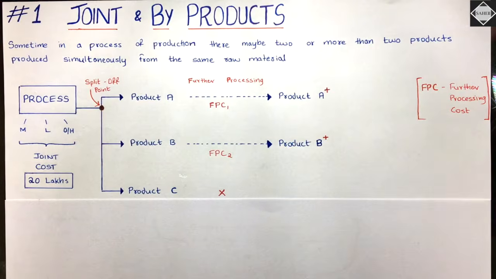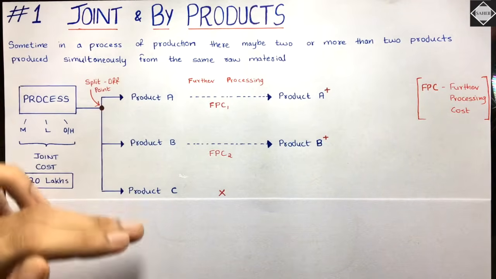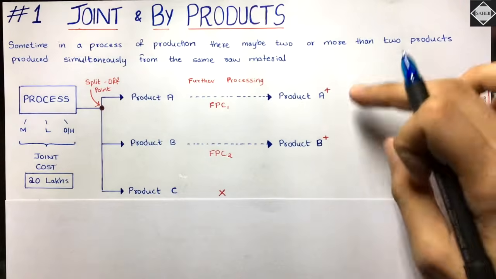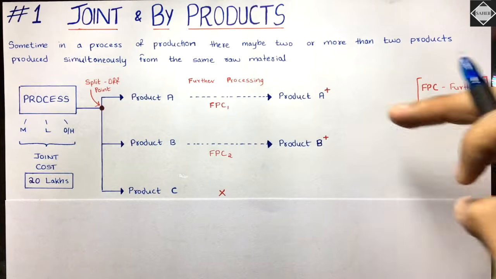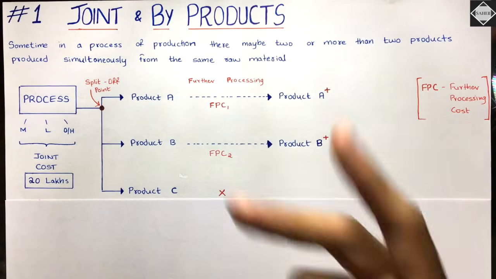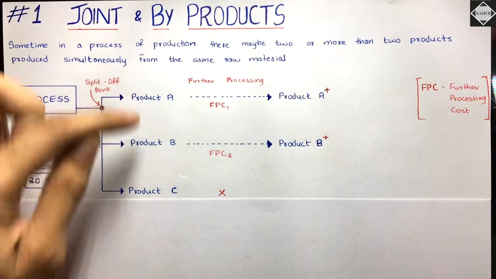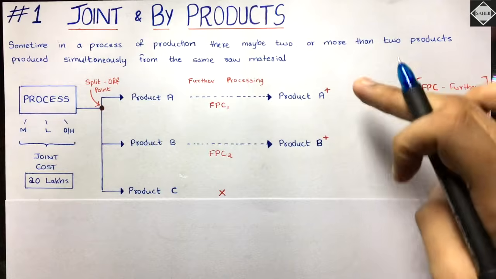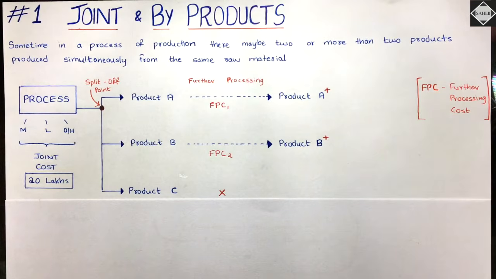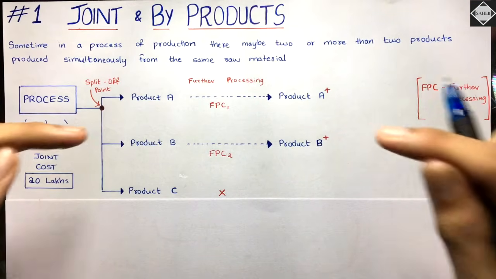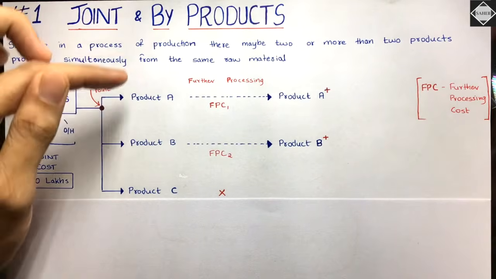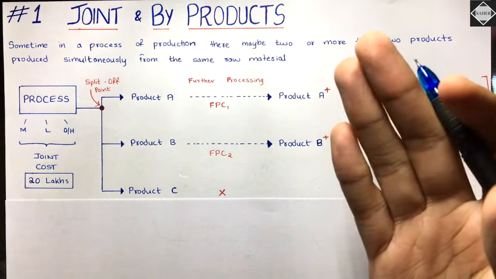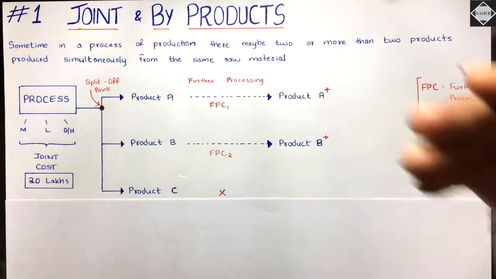So I told you that you can sell right after the split off point, or you can further process it and make it more refined and then sell into the market. So you see, there are two scenarios over here. Either sell the product right after the split off point, or further process them and then sell them afterwards, right? So that means you have a decision to make. Whether to sell it right after the split off point or further process and then sell it, right?